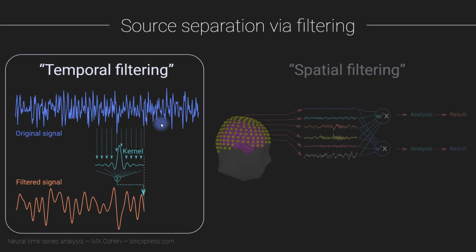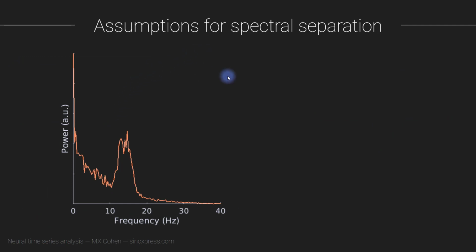All right, in this course, as I mentioned, we are going to be focusing on temporal filtering. So this course is all about source separation via temporal filtering. Temporal filtering is almost the same thing as spectral filtering. So I want to talk a little bit about spectral filtering, spectral source separation, and importantly, the key underlying assumption for spectral separation to be a valid operation. If this assumption does not hold in your data, then spectral separation or temporal separation is not going to be a useful approach. So what you're looking at here is a power spectrum of a signal.